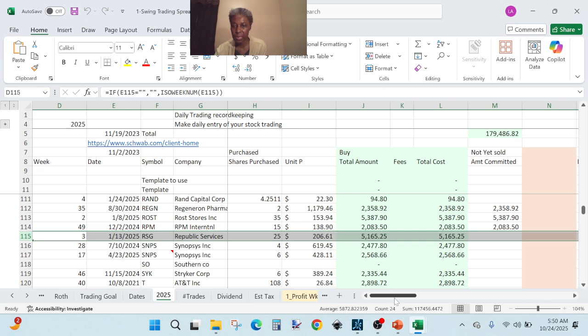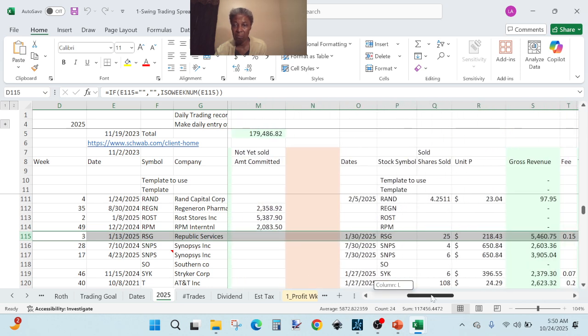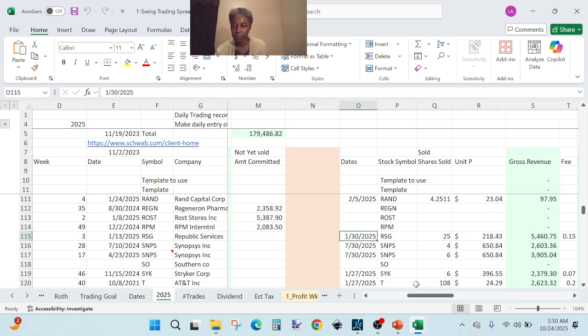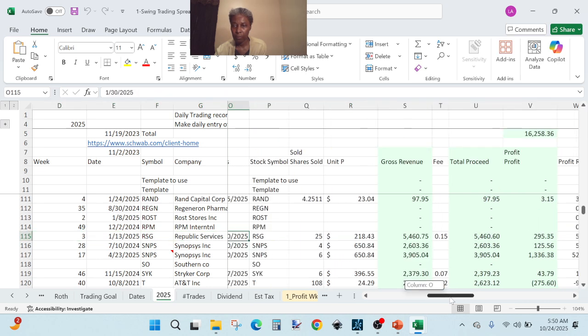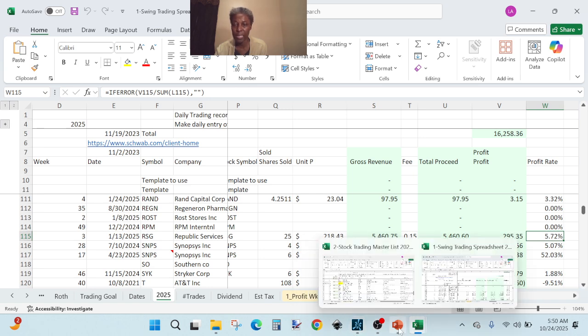for 206, and we sold it, wow, a few weeks later for 218, and we made about $295 profit on that, or 5% return within 2 or 3 weeks. And that was the only time we purchased it so far in 2025.